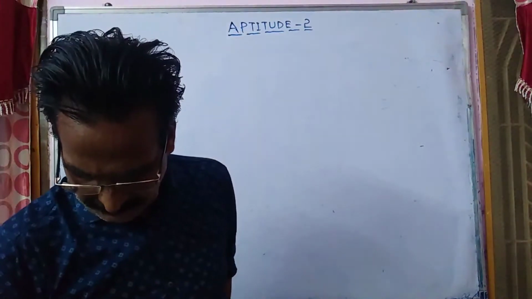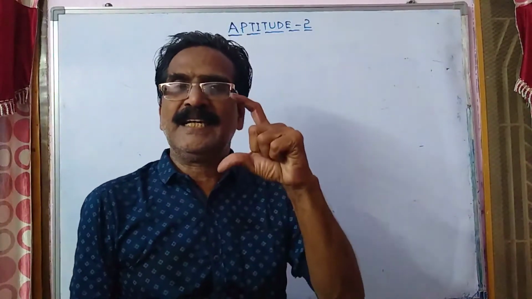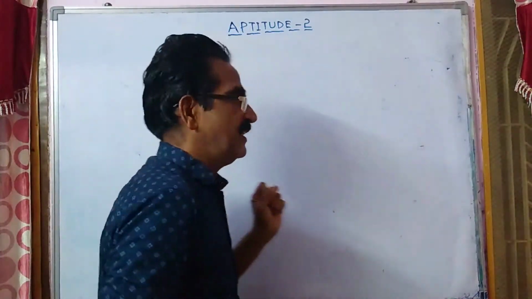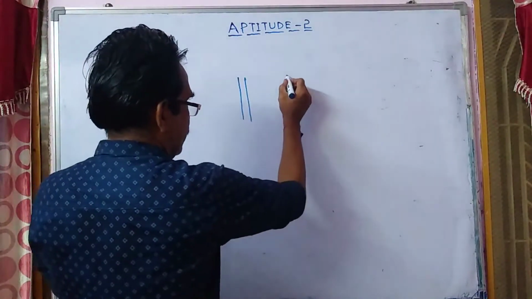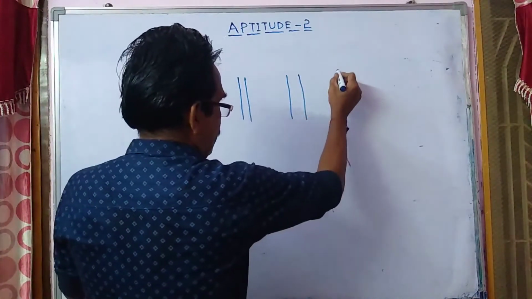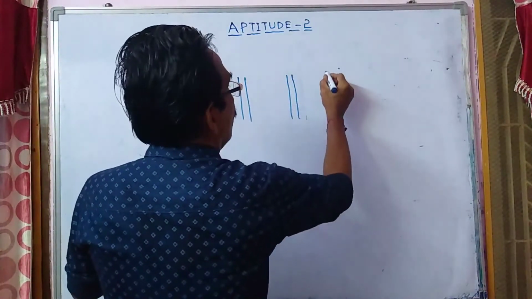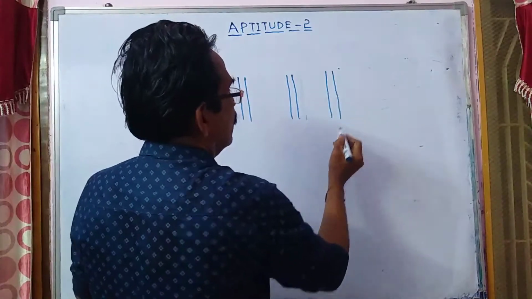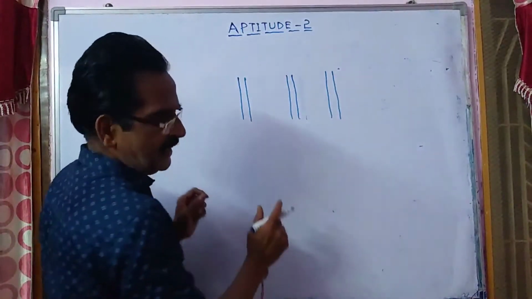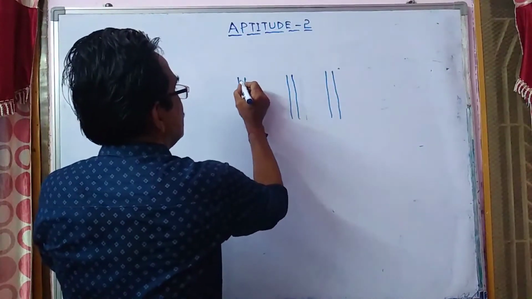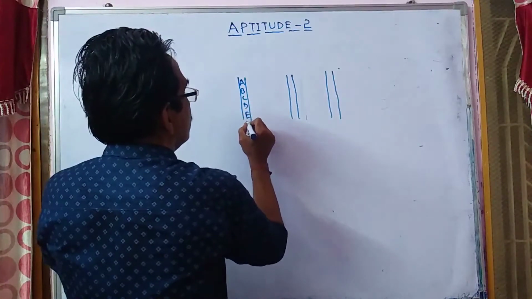And our next problem is a letter lock. A letter lock has 3 rings, and each ring contains 6 letters. Say A, B, C, D, E, F.